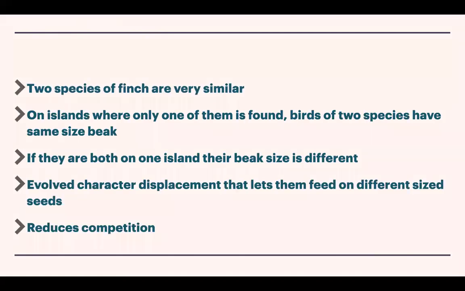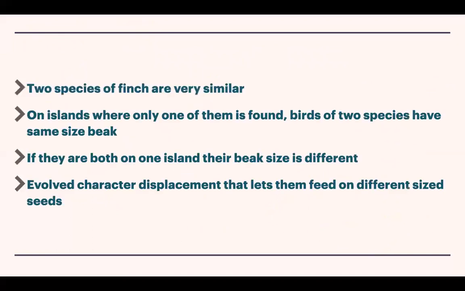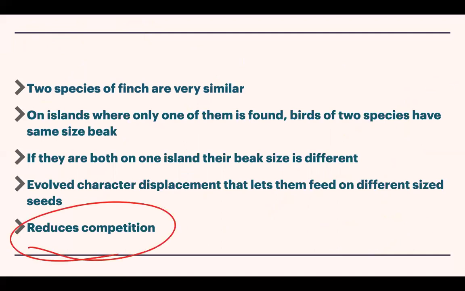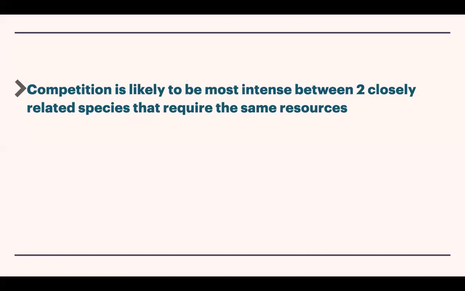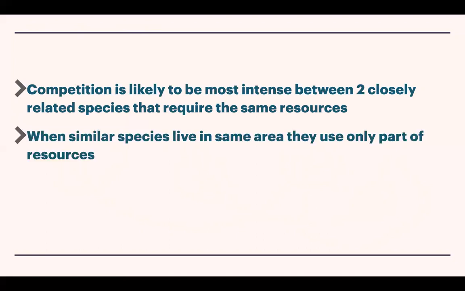Okay, so I should emphasize, the whole point of character displacement and competitive exclusion is that it reduces competition. Okay, make sure I had to say that. Okay, when you have species that are closely related and have the same resource, that is where competition is the most intense. So some species can resort to something called resource partitioning.